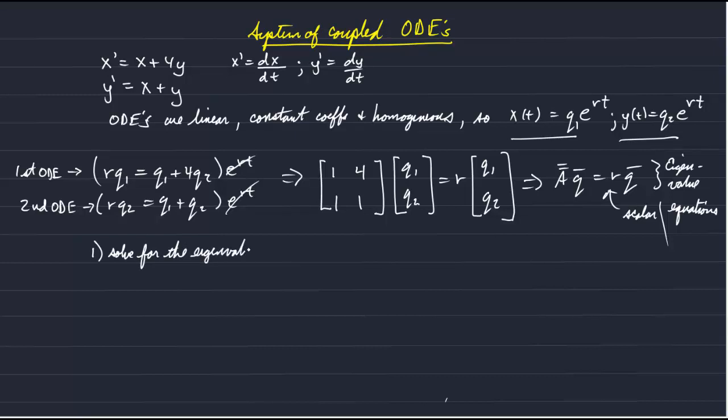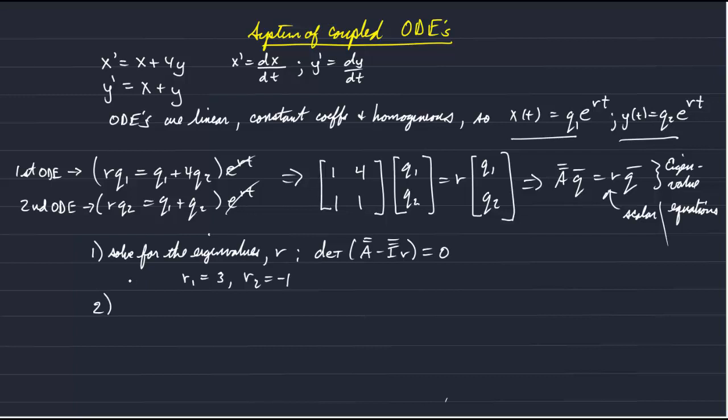which in this case we're calling r. And we do that by taking the determinant of A minus I r and setting that equal to 0. And when we do that, in this case, we'll have a second order polynomial, and we'll get the eigenvalues of r1 is equal to 3 and r2 is equal to -1.